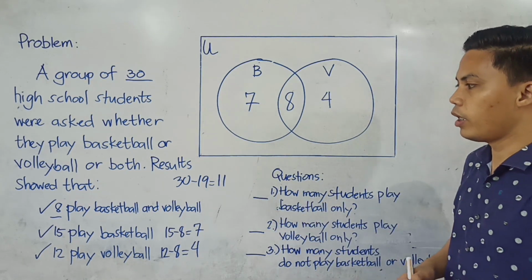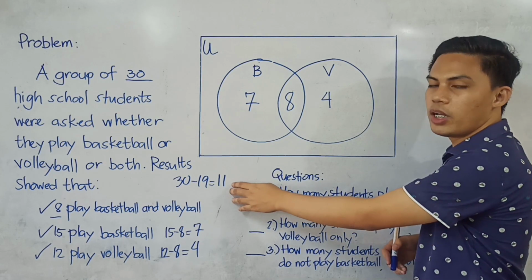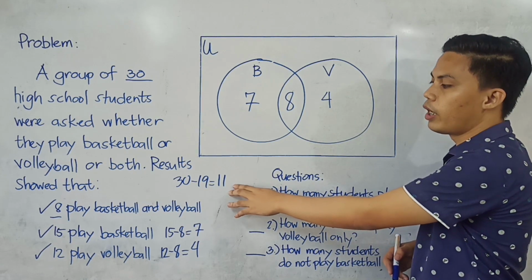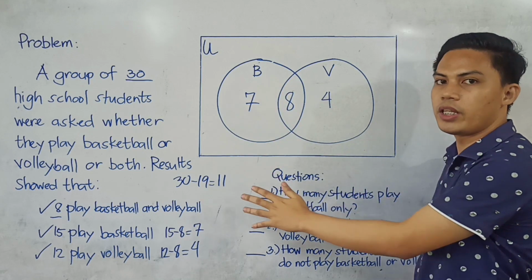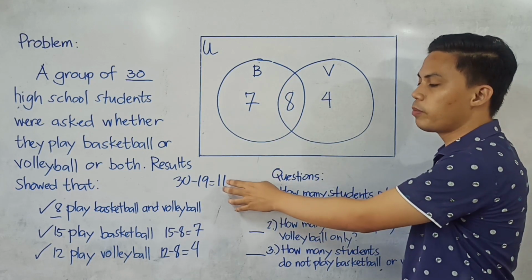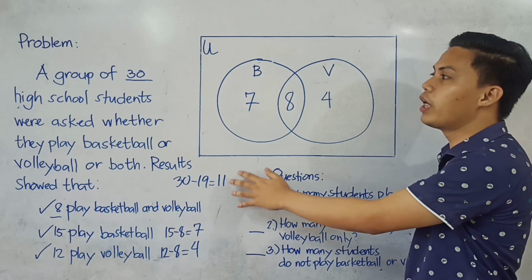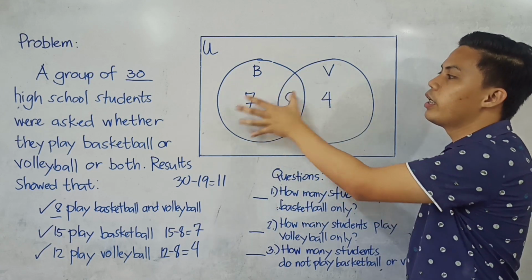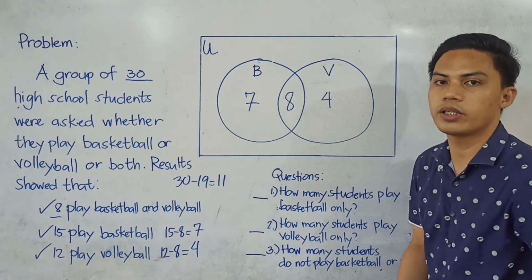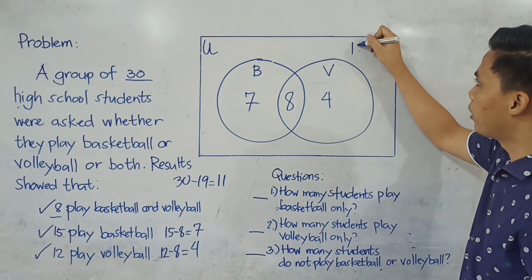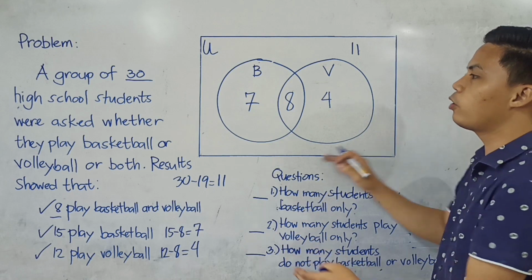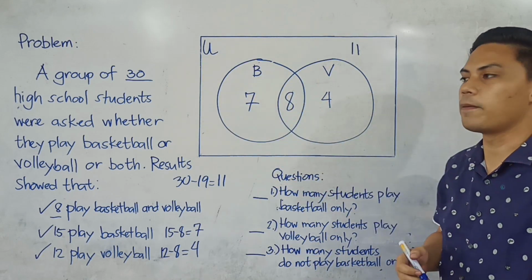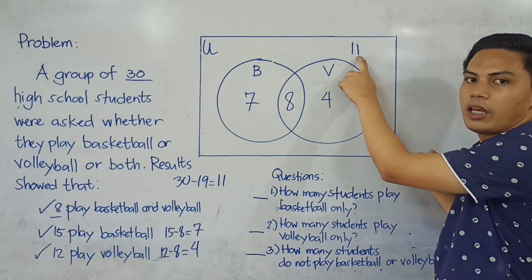So ano ibig sabihin ng 11? Ang 11, ito yung mga students na hindi sila naglalaro ng basketball, at the same time hindi rin sila naglalaro ng volleyball. So sa madaling salita, ang 11 ilalagay natin sa labas ng ating dalawang sets or dalawang circles. So we're going to write here 11. Again, kahit saan nyo siya pwedeng ilagay. As long as naka-enclose pa rin siya sa universal set natin. So, we have here 11.